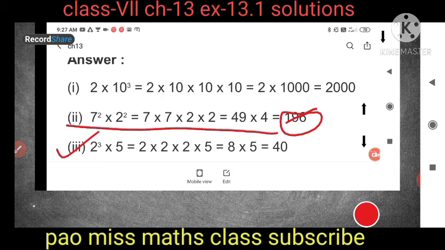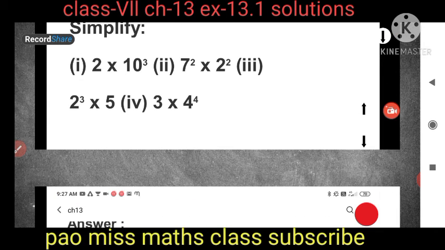Now question number 3 is given: 2 to the power 3 multiplied with 5. So 2 to the power 3 means what? 2 multiplied with 2, how many times? 3 times, isn't it? And 5. Now if you multiply, you will get 8 into 5. 8 into 5 is how much? 40. So what is the answer? Answer is 40.